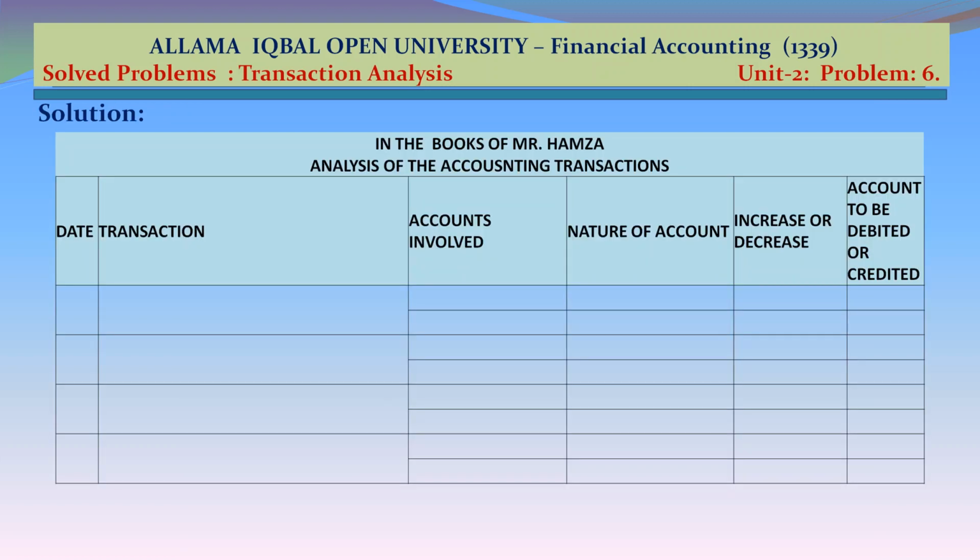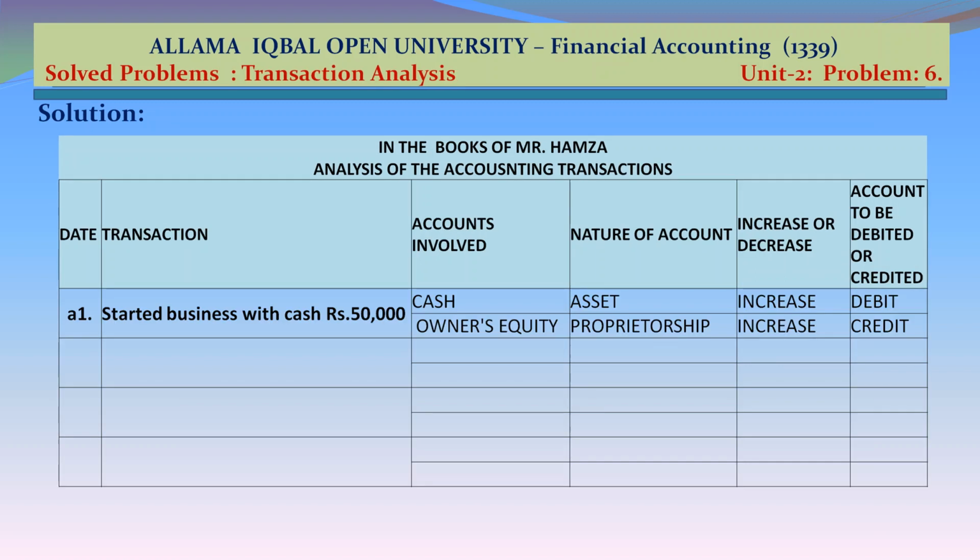Solution. In the books of Mr. Hamza, analysis of the accounting transactions: date, transaction, accounts involved, nature of account, increase or decrease, account to be debited or credited. Transaction 1A. Started business with cash 50,000 rupees. Accounts involved, cash and owner's equity. Nature of account, cash is asset account, owner's equity is proprietorship account. Increase, cash account increase, owner's equity increase. Cash account debit, owner's equity credit.